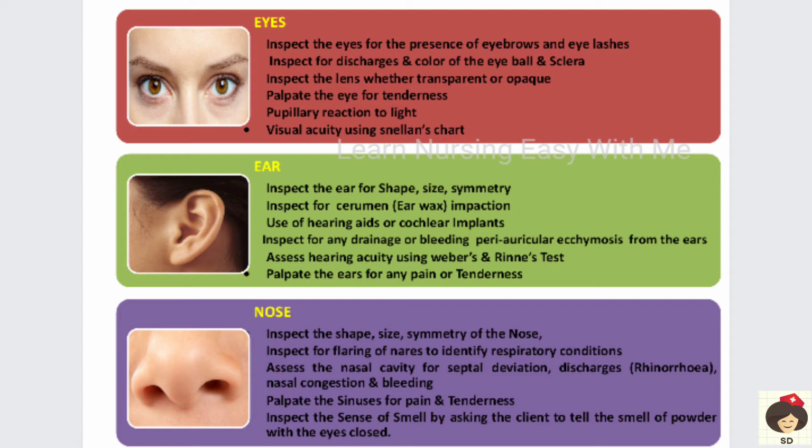So these you have to check, and you have to see if the patient is having rhinorrhea, that is in case of a cold the patient may have discharge from the nose, and nasal congestion, where the nasal mucosa will be red in color, and bleeding. So all this you have to identify. And then palpate the sinuses. Okay, near the nose there are sinuses, so you have to palpate them and see if the patient is having tenderness. And for sense of smell, you can ask the patient to close the eyes, and you can give some powder or something for the patient to smell. If the patient is able to smell it correctly, then the smell is good.